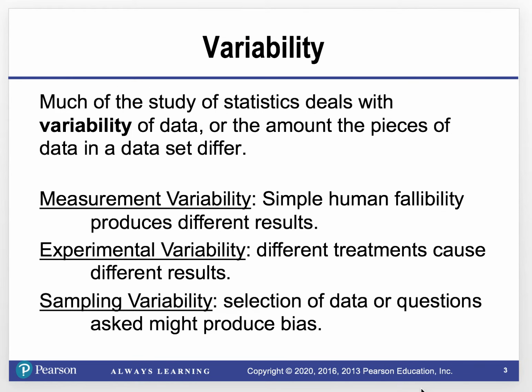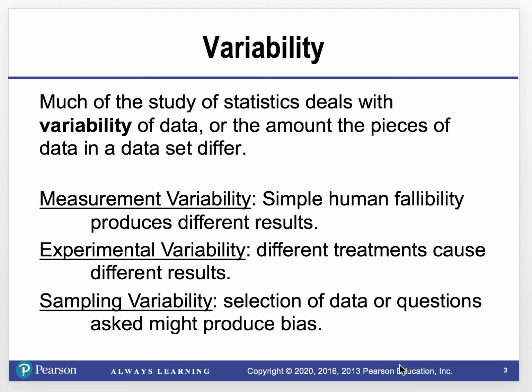Variability. Much of the study of statistics deals with the variability of data, or the amount the pieces of data in a data set differ. For example, we have measurement variability. I'm sure we all experienced that when we were trying to measure and calculate the surface area of those little nets on one of our activities that we folded up to do the surface area of our polyhedron. So measurement variability is simple human fallibility that produces different results.